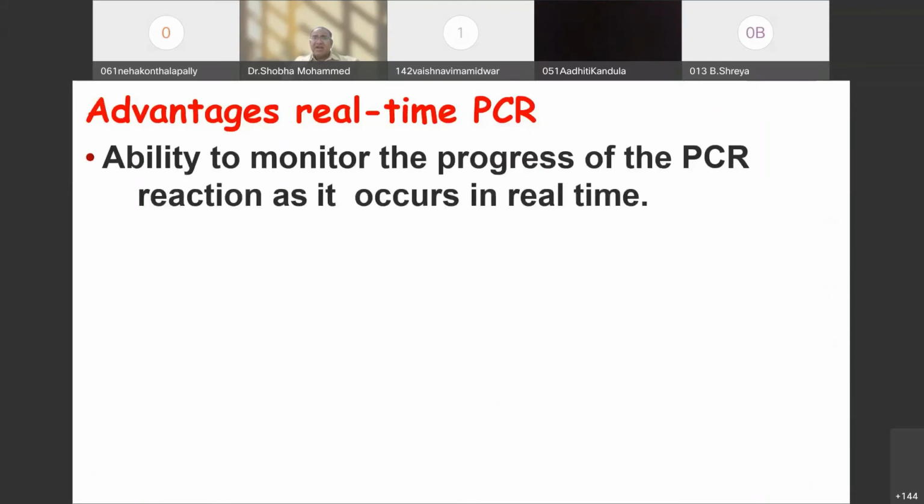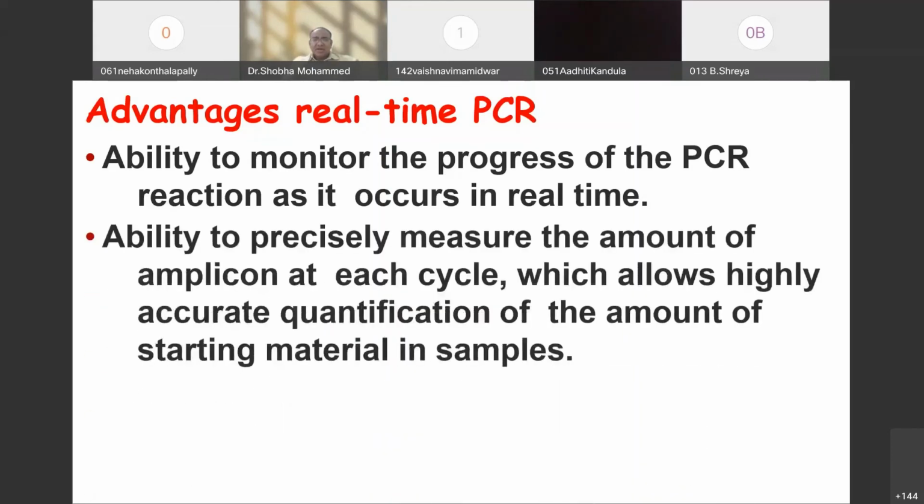What are the advantages of real-time PCR? The ability to monitor the progress of the PCR reaction as it occurs in real time. I can find out like that, so it has diagnostic and prognostic importance. Then the ability to precisely measure the amount of amplification in each cycle, how much it contains, which allows highly accurate quantification so that I can deliver the drug with the right dose.